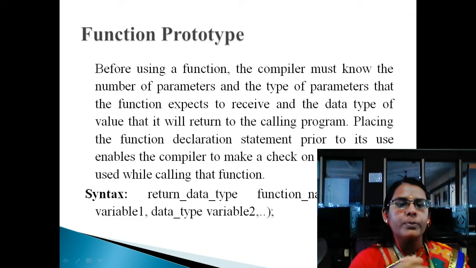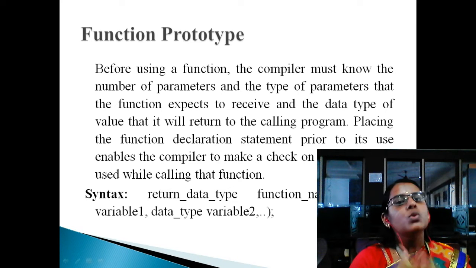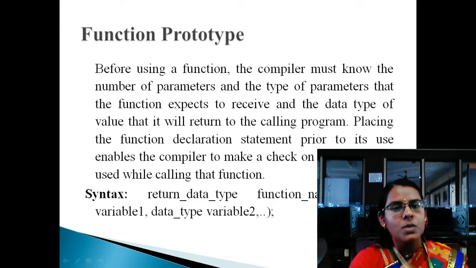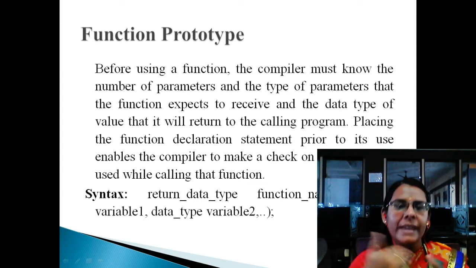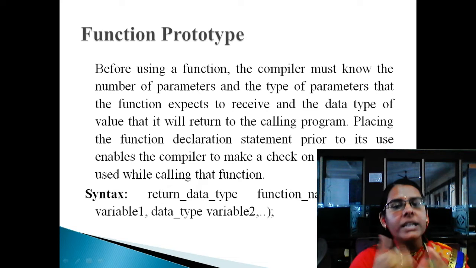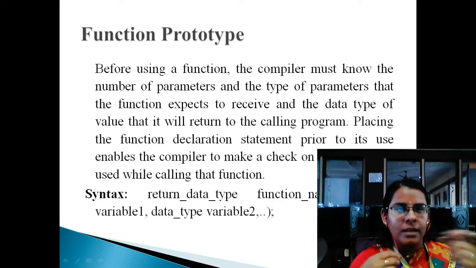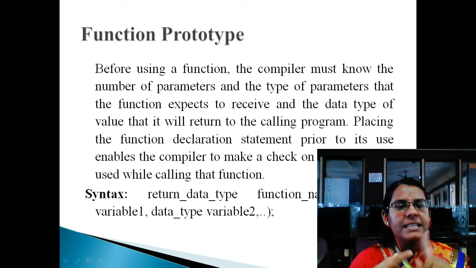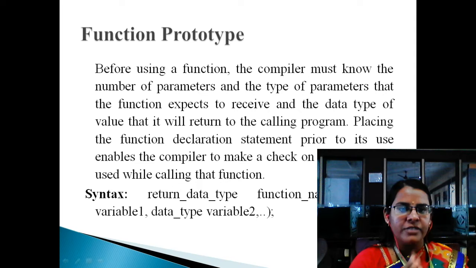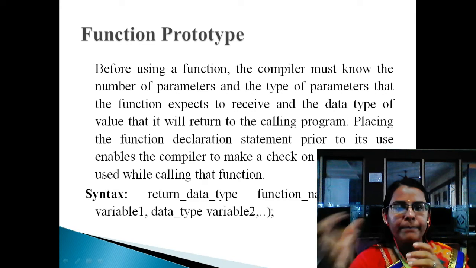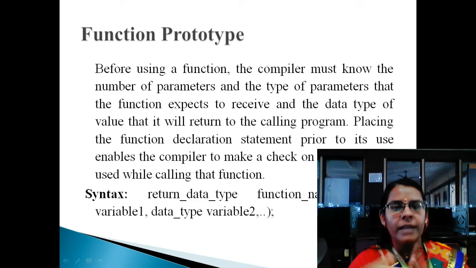Then function prototype. What is a prototype? The function prototype is also known as function declaration. First the compiler must know how many parameters we have passed and what type of parameters we have passed, that is, what data type we expect to receive as output, how we call the program, and how it will return. So this is the function declaration. Usually we declare it in the first line, that is int, then the parameters with variable names inside.